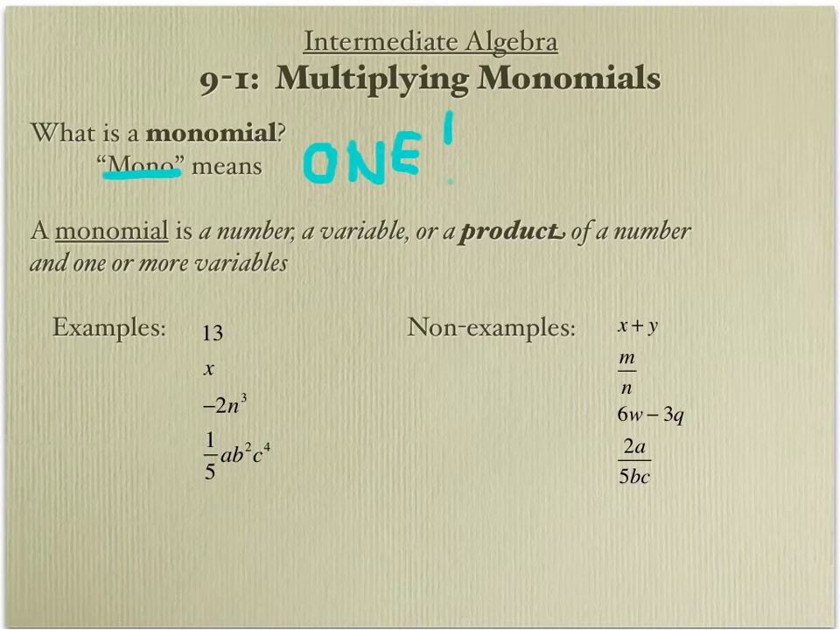Here's some non-examples. Notice that anytime we are adding two variables or subtracting, then that's not considered a monomial. There's actually two of them there. And anytime we're dividing expressions like that, that's not a monomial.